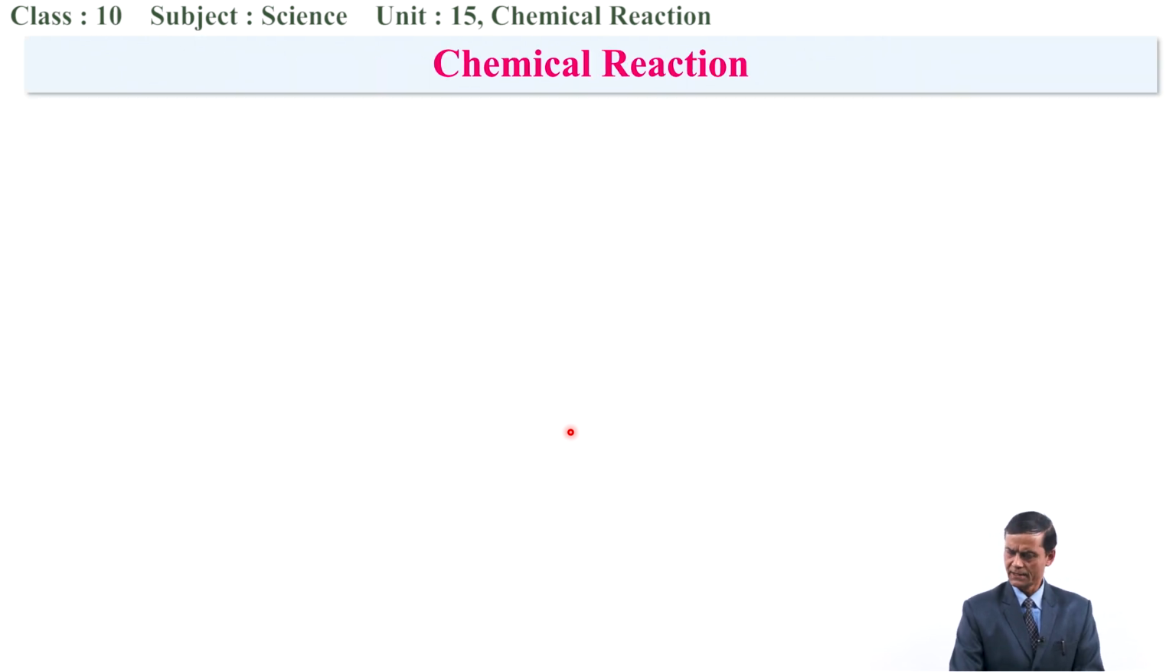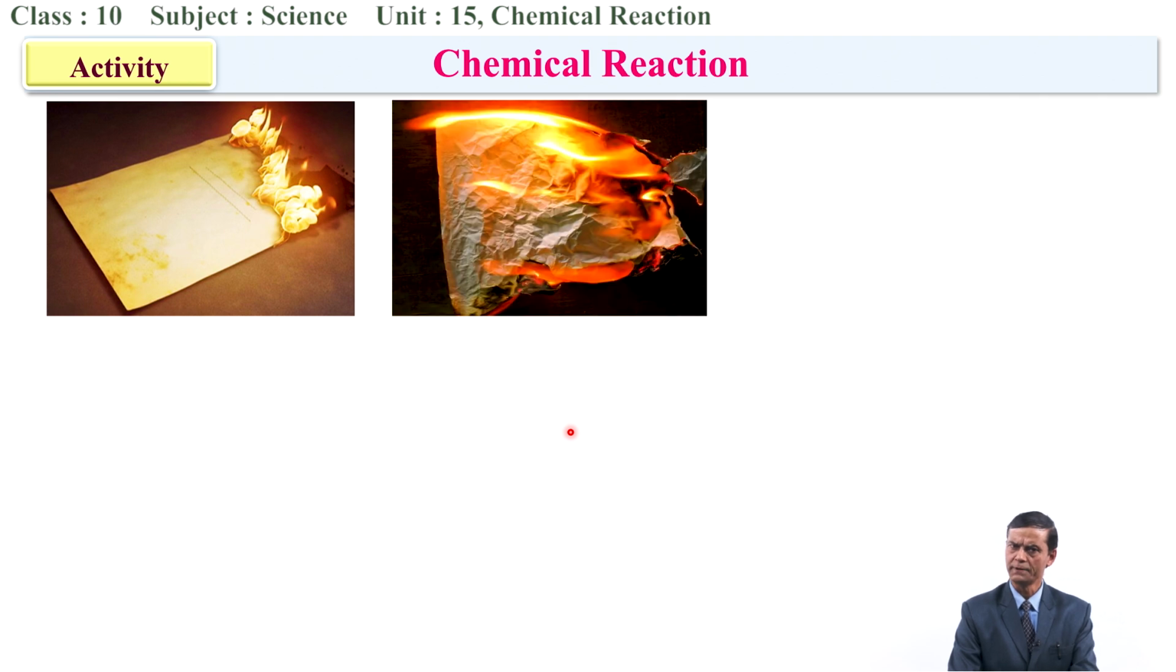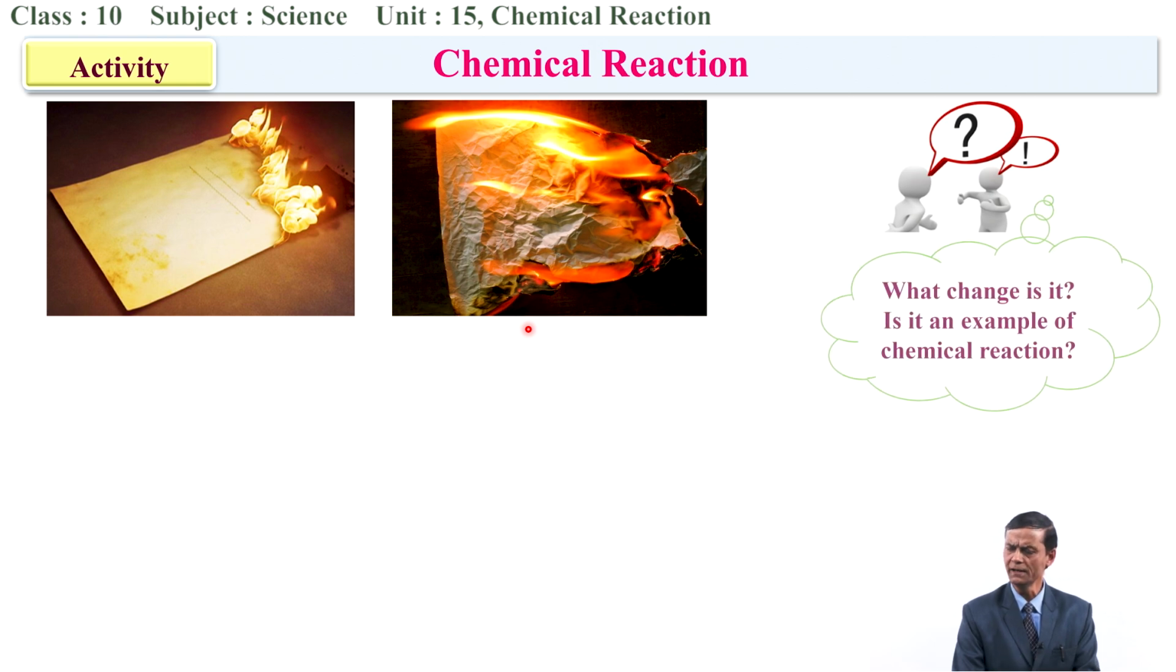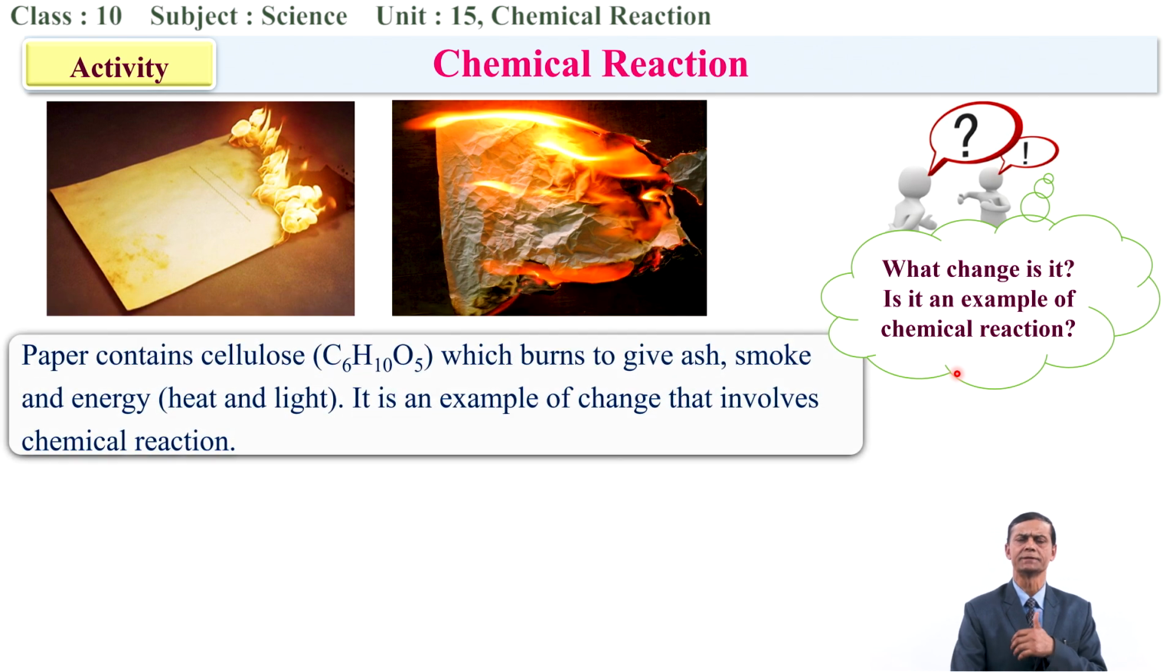Dear students, about chemical reaction, let's perform one activity again. Yes, this activity we have just completed. When paper burns, it changes into this type of form, isn't it? As charcoal, and smoke, and heat and light are also released as a form of energy. Then how is it possible? What change is it? Is it an example of chemical change, chemical reaction? Sure, it is an example of chemical reaction. How does it occur then?